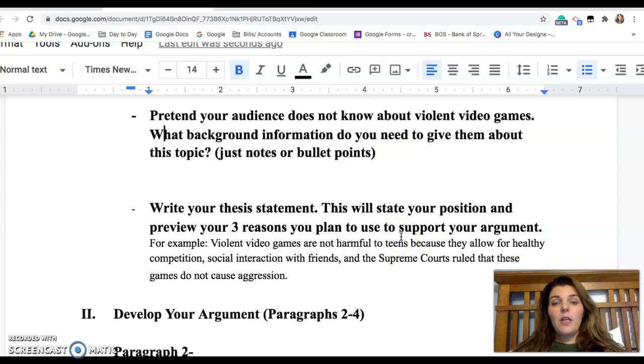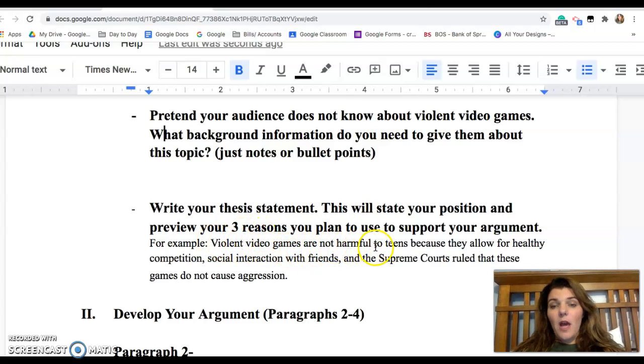And then the very last sentence of your introduction, you are going to state your position and preview your 3 reasons that you plan to use to support your argument. So for example, and you want to state it like it's fact. Don't say I think or I believe. State it as it's fact.